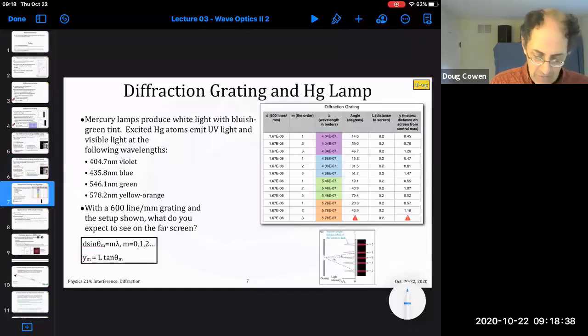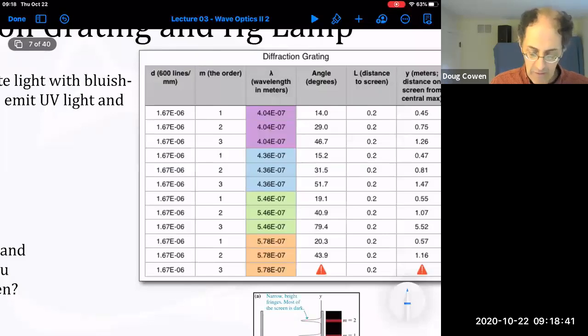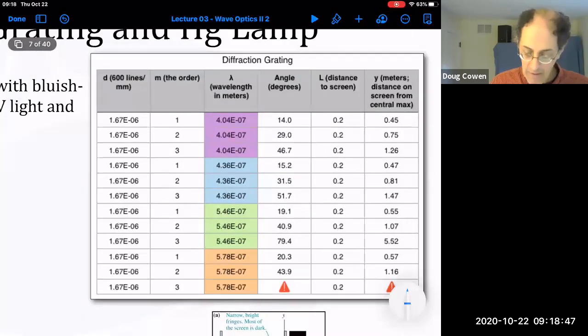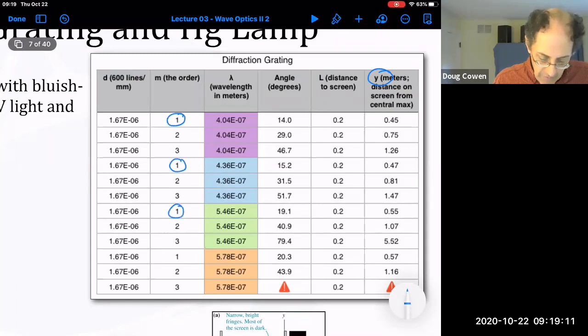So this is a very similar table to what I showed before, except now I've added the 4 different wavelengths that are relevant for mercury. And I've also added the distance where you would see these color bands on a screen that's about 20 centimeters away, which is roughly what that picture showed just a second ago in the demonstration that I showed you. So let's look at order m equals 1 first for these 4 different wavelengths. So there's purple, blue, green, and orange.